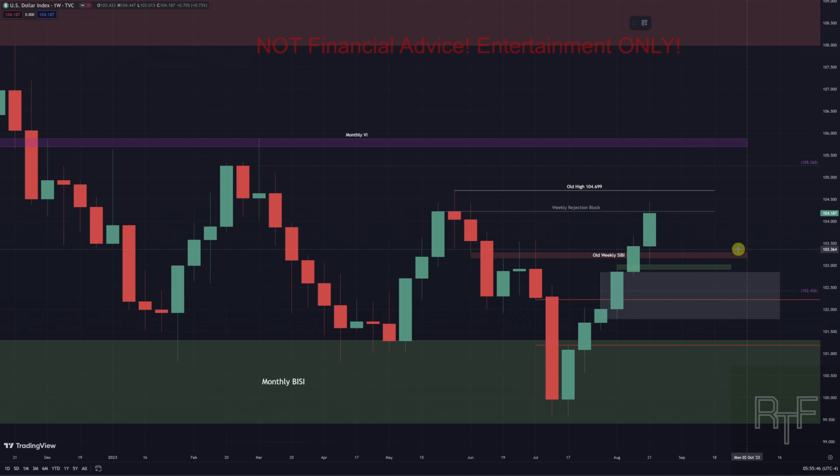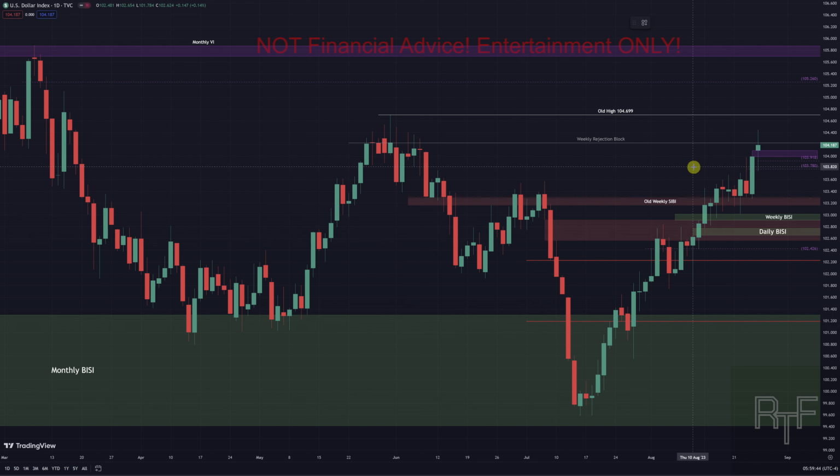But below here, if we do retrace, I'm wanting to see this old weekly CIBI in red to act as support for price. And of course, we have the balanced price range here. I want to see this remain intact until we hit our objectives.